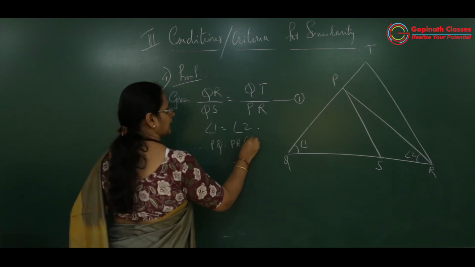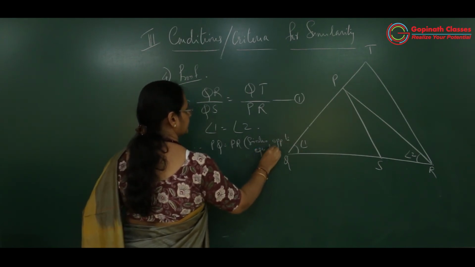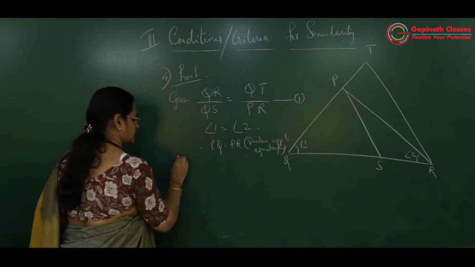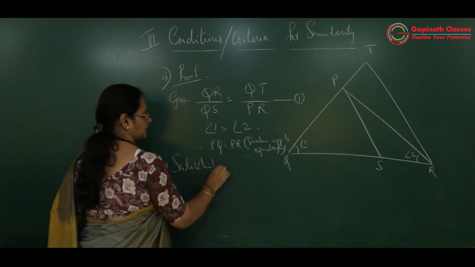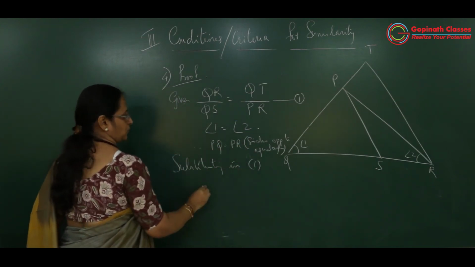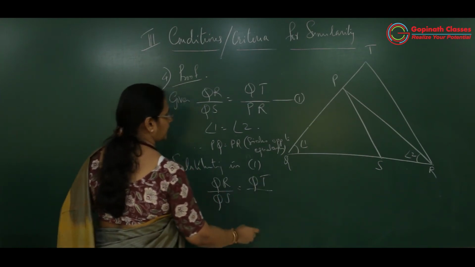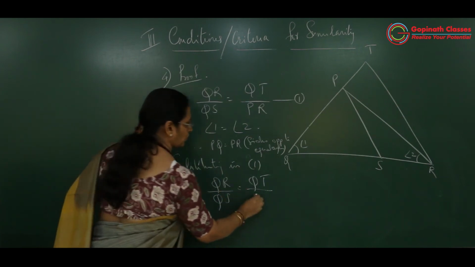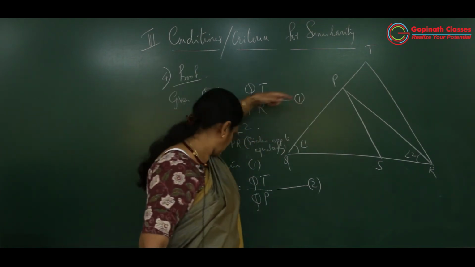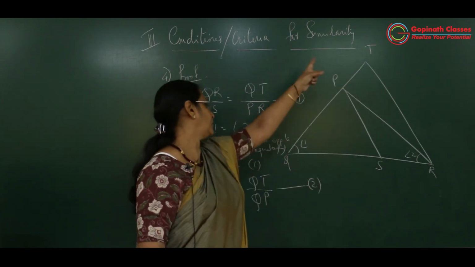You can write the reason: sides opposite to equal angles. Okay, PQ equal to PR. Now this I can substitute in the first one. Substituting in 1, what will happen? In place of PR I can write PQ. So it will come QR upon QS is equal to QT upon, in place of PR, let me write PQ or QP. So QP. Put it as statement number 2.